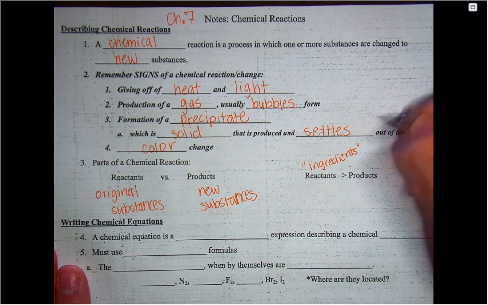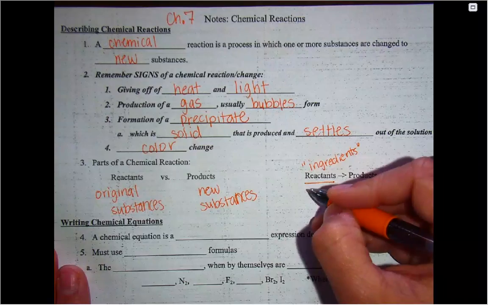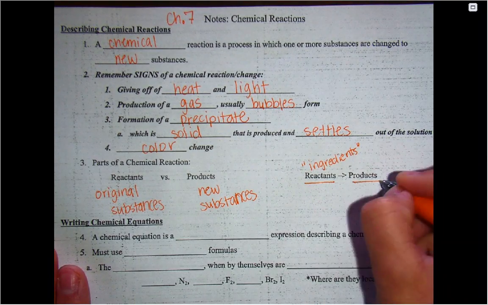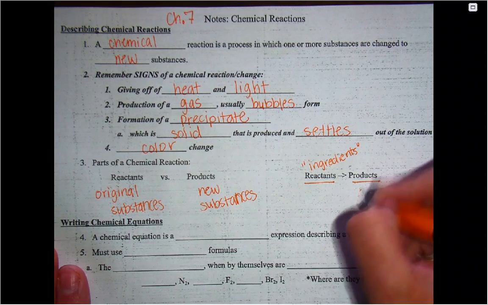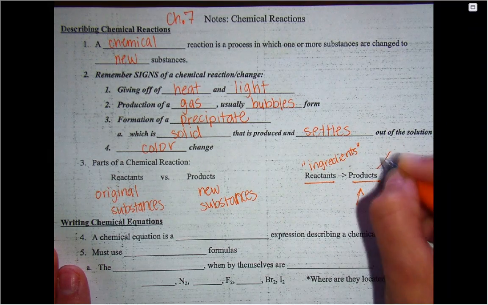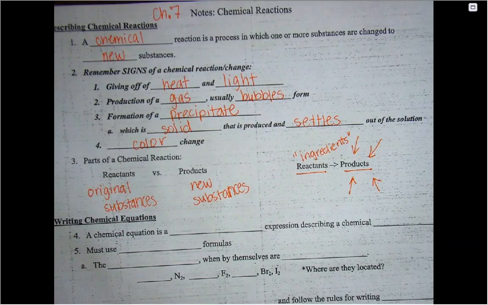But what's more important is the reactants are usually on the left-hand side of the arrow. The products are on the right-hand side. It always points to the products. Arrows always point to the products, okay? So whether you have an arrow going the opposite direction, it's pointing at the products always.